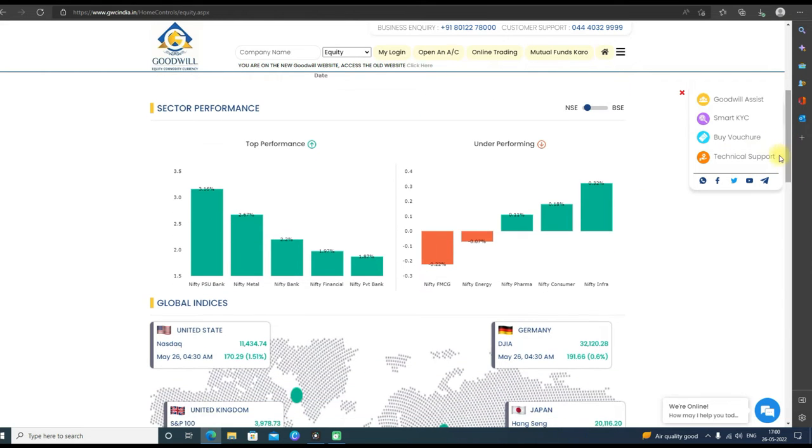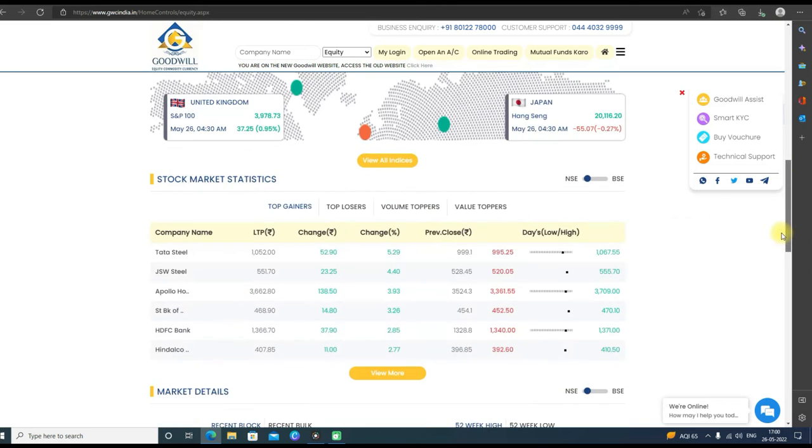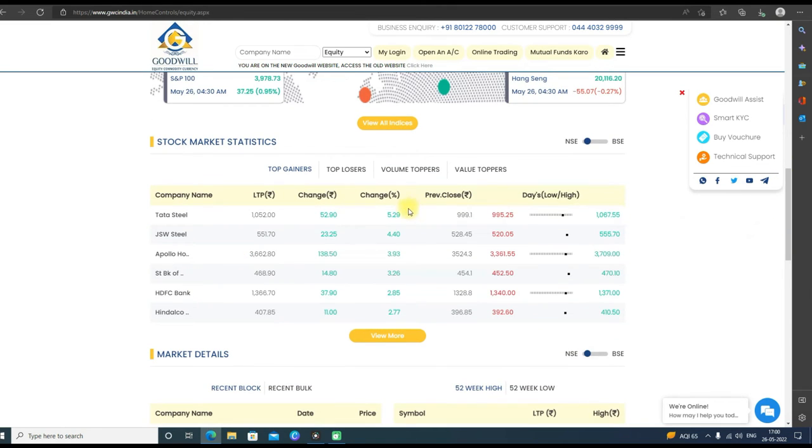For the top performers, we have Nifty PSU Bank, Nifty Metal, Nifty Bank, Nifty Financial, and finally the Nifty Private Bank. And for underperforming sectors, we have Nifty FMCG, Nifty Energy, followed by Nifty Pharma, Consumer and Infrastructure. After that, we can see the stock market statistics.